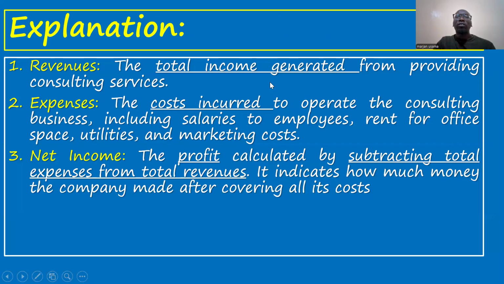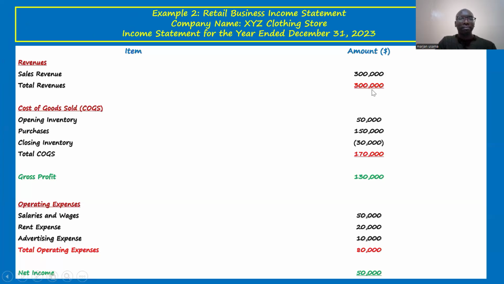So this is just the explanation. Revenues, the total income generated from providing consulting service. Expenses, the cost incurred to operate the consulting business. Because when you're operating the business, hunaka takalif wal masarif. Then the net income, the profit calculated by subtracting total expenses from total revenues. As easy as that.